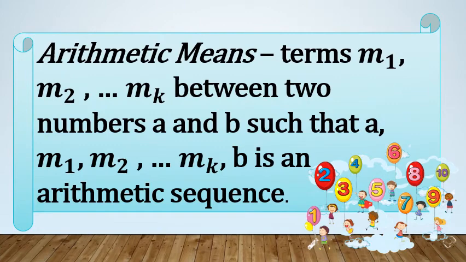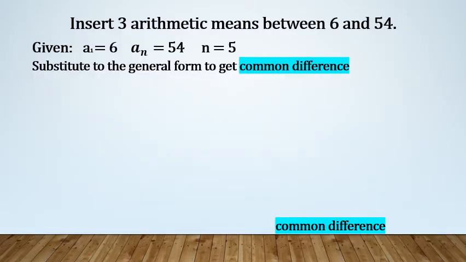Arithmetic means are terms m sub 1, m sub 2, and so on until m sub k between two numbers a and b, such that a, m sub 1, m sub 2, m sub k, b is an arithmetic sequence. Insert 3 arithmetic means between 6 and 54.